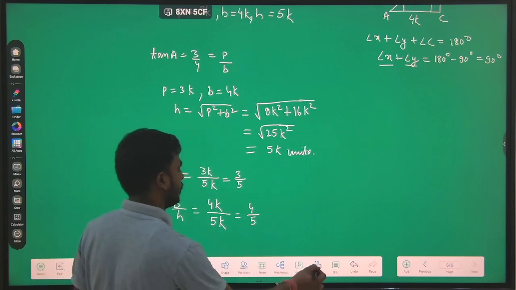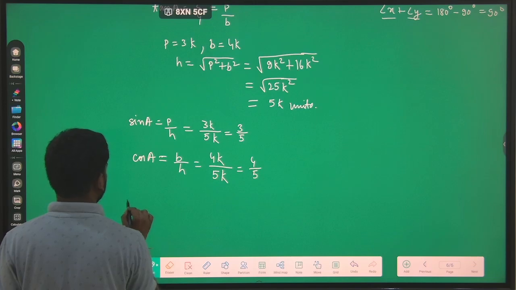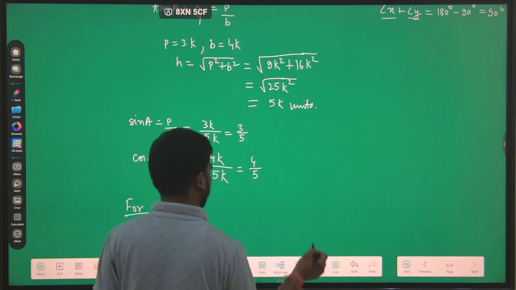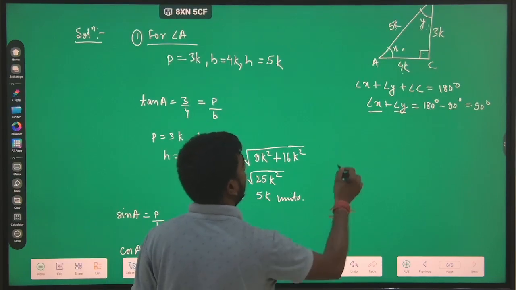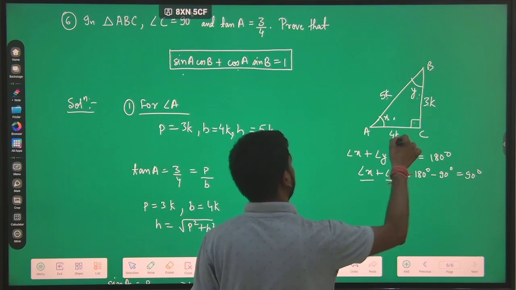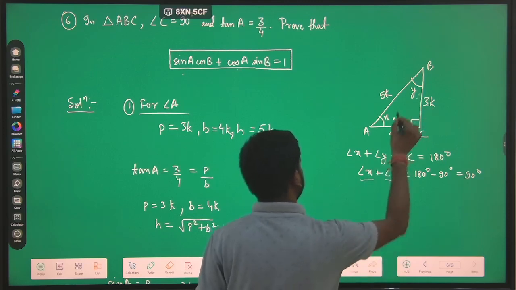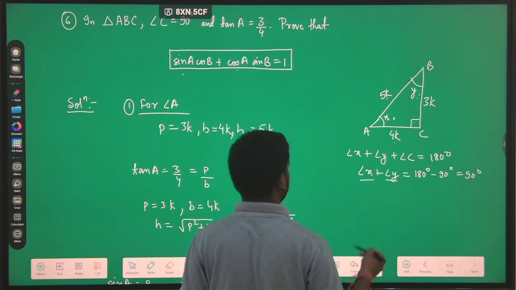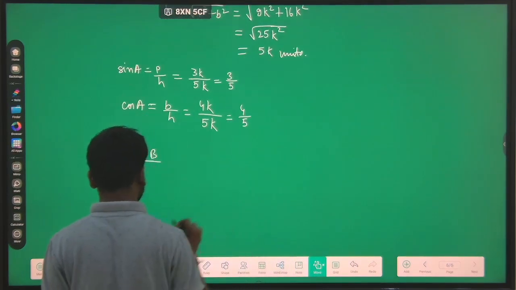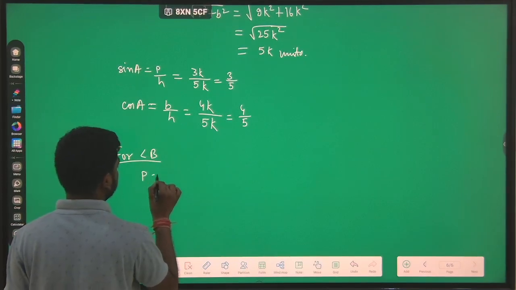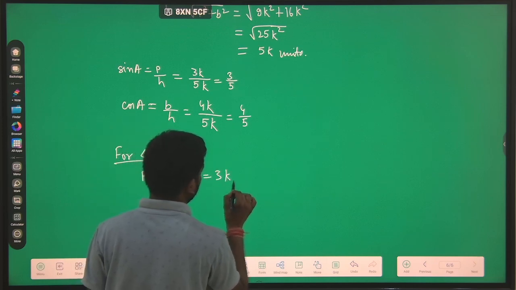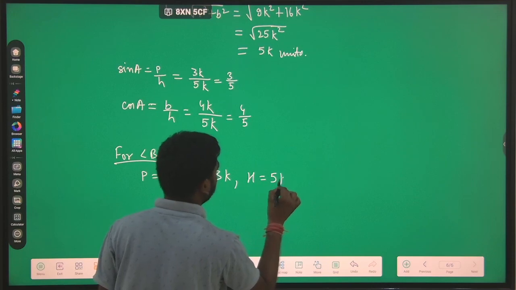Now, for angle B, what we are seeing is that our hypotenuse is 5K. Our perpendicular is 4K and base is 3K. The side opposite to angle Y is our perpendicular. So our perpendicular is 4K. Let us suppose that for angle B, our perpendicular is 4K, our base is 3K, and our hypotenuse is 5K. Okay.